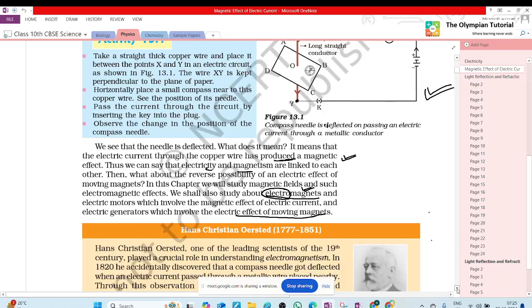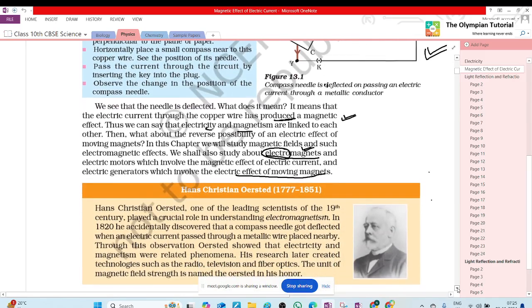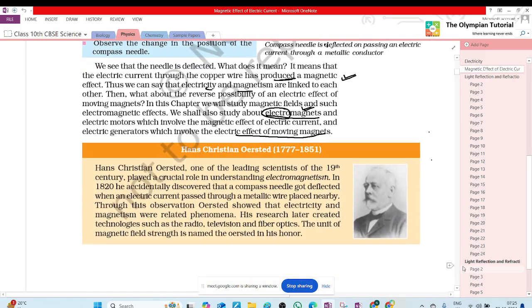Yes, correct. And here we will study about Hans Christian Ørsted, who has shown the magnetic effect due to electric current. Okay, start to read, Thanya.